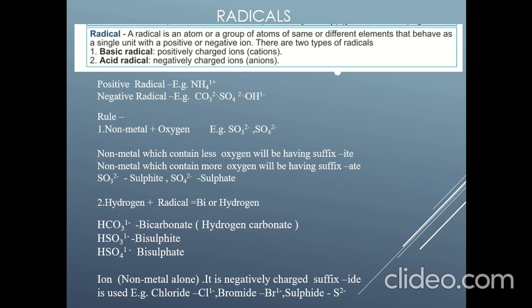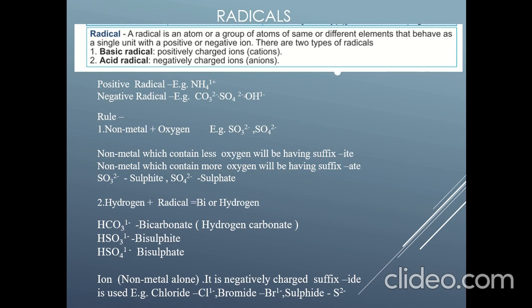Basic radicals are positively charged, which we call cations. Acidic radicals are negatively charged, which we call anions. Now a positive radical example is NH4+, that is the ammonium ion. Negative radical examples are carbonate, sulfate, hydroxide. Now there are certain rules for radicals also. Radicals consist of a non-metal plus oxygen.